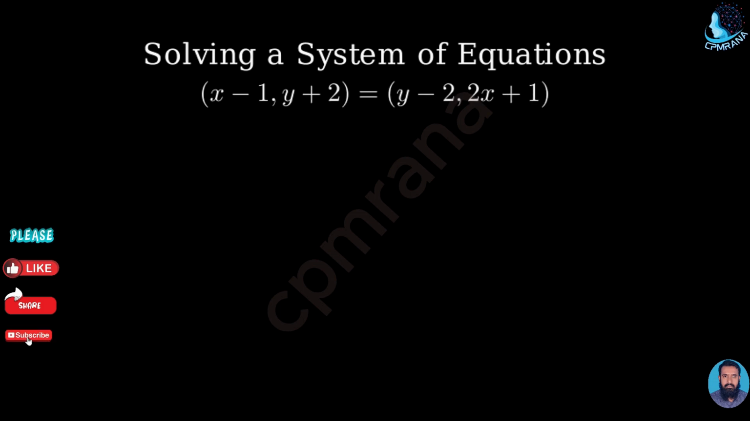We need to find the values of x and y when the ordered pair (x minus 1, y plus 2) equals (y minus 2, 2x plus 1). When we have ordered pairs that are equal, this means their corresponding components must be equal.